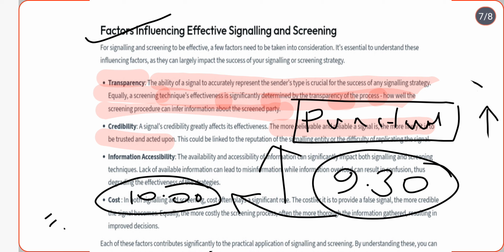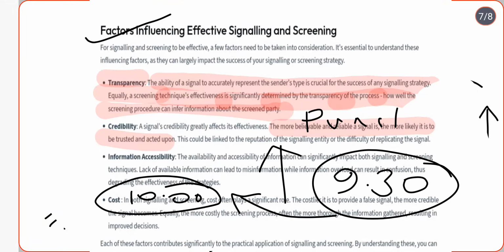If the credibility is less, then in this case the interviewer will easily get the idea that the candidate is not punctual, he is not credible enough, because he has come at 10 o'clock to give the interview. Then how can he be credible? So credibility is also important for the effectiveness of a signal, and this could be linked to the reputation of the signaling entity and the difficulty of replicating the signal.